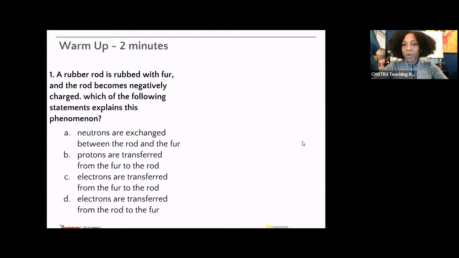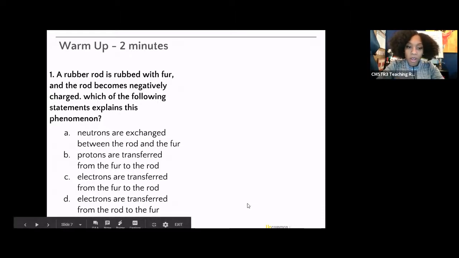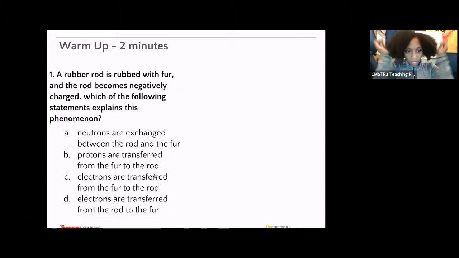All right, I'm going to leave the poll open for a second and come back to this first question. So we had a tie between answer choices C and D, with the electrons being transferred from the fur to the rod and the electrons being transferred from the rod to the fur. So what I want you guys to think about is what's happening to the rod. Is the rod gaining a positive or a negative charge?